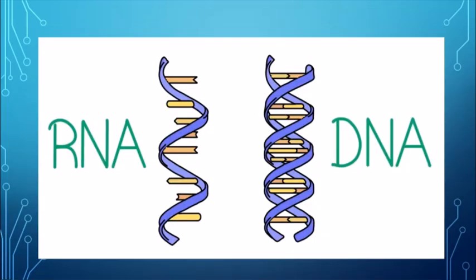Acid is also present in our DNA and RNA. RNA is ribonucleic acid and DNA is deoxyribonucleic acid. So in these also acid is present, which is our hereditary property. The acid is present in the DNA, and DNA indirectly derives what? It derives our hereditary property.